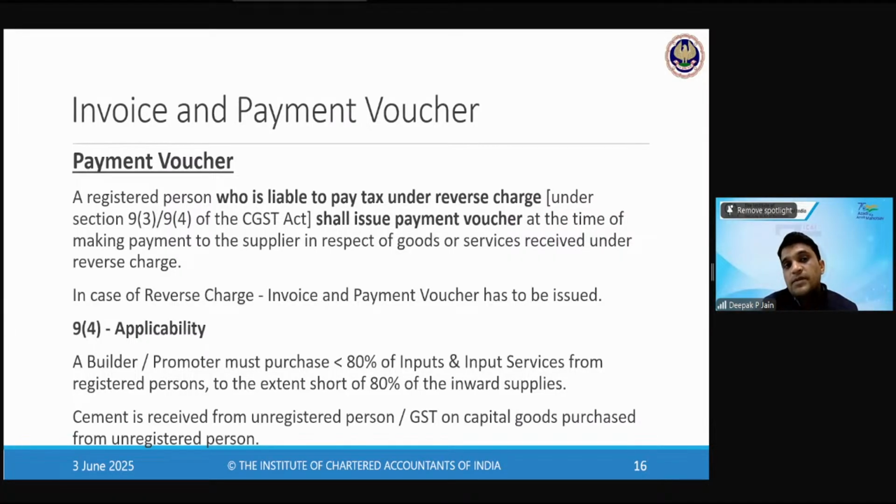However, at least 80% of all his purchases should be from registered persons. He must purchase a minimum of 80% from registered persons. And if there is a shortage, then he will have to pay reverse charge. So only in that scenario, a person who is buying from an unregistered person will pay the GST under reverse charge under 9.4. All other cases of 9.3 are separate.